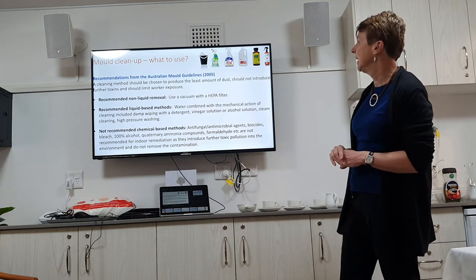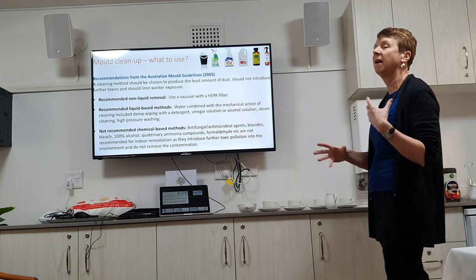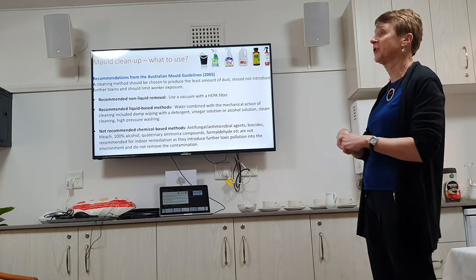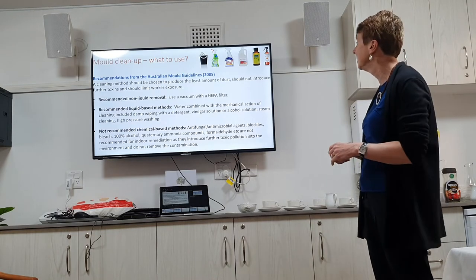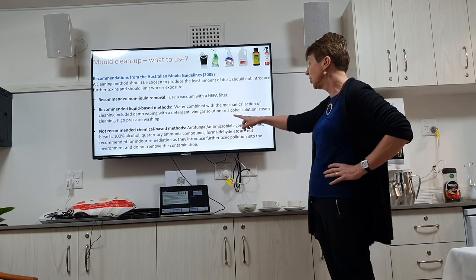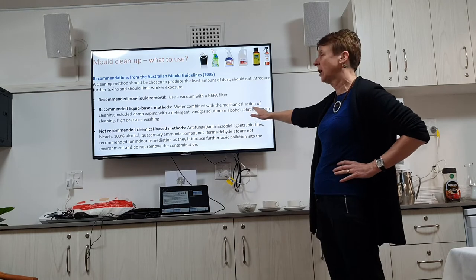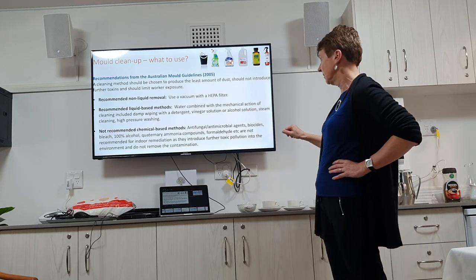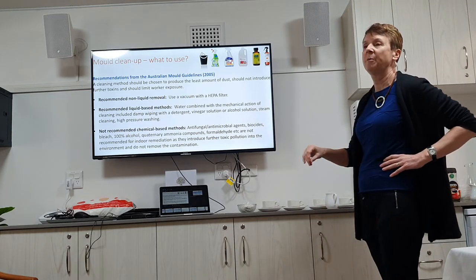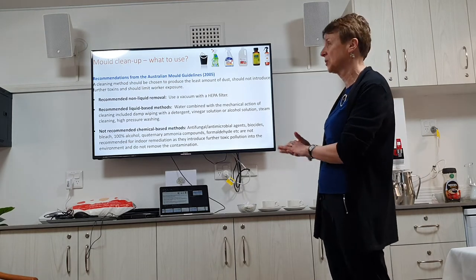So they recommended vacuuming with a HEPA filter, a high filtration filter that will actually catch the spores and the fragments and not just pump them back out into the environment. They recommended some liquid-based methods, such as detergent, as we've talked about, vinegar solution, also alcohol solution. I'm not entirely convinced about the use of alcohol. They also recommended steam cleaning or high-pressure washing for the appropriate situation. Not every situation will be appropriate for high pressure washing.